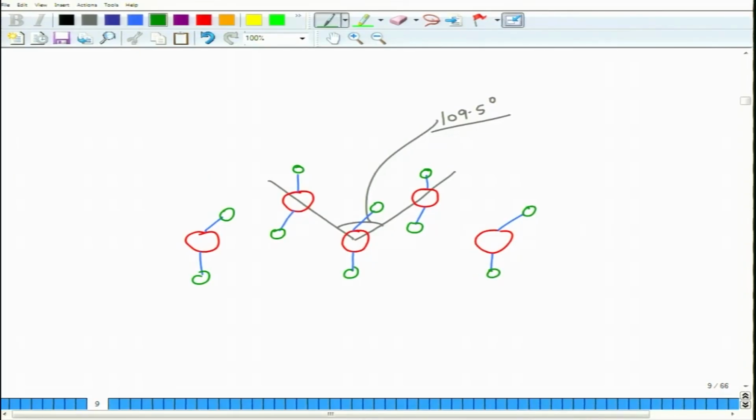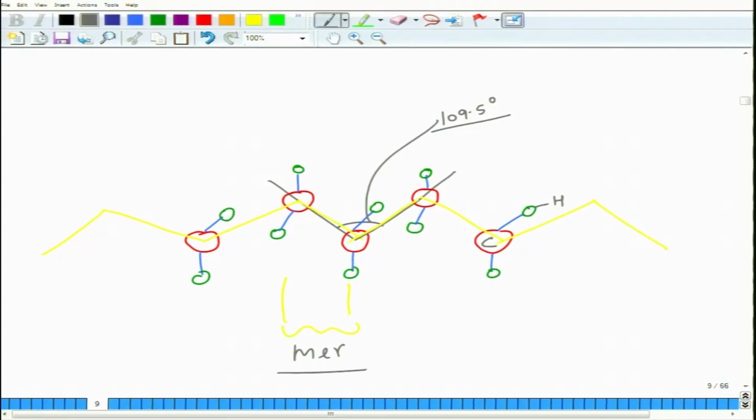So this will make a polymer chain. If I now connect it, this kind of structure it will make. This is the polymer chain, and you can see that this is the mer unit. This is carbon, this is hydrogen.